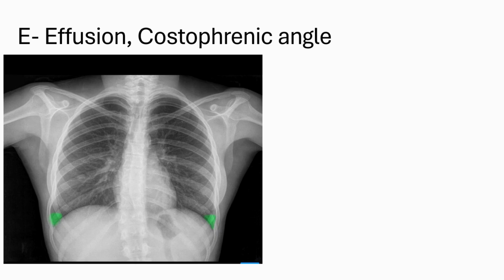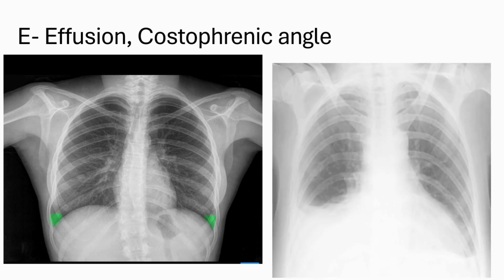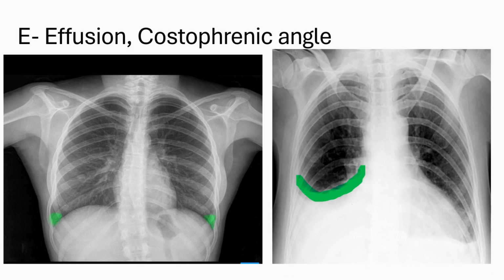Now, effusion or costophrenic angle. What we see in the costophrenic angle is an acute angulation. So if there is pleural effusion or lung pathology or pleural thickening, then obscuration of the costophrenic angle can be seen. Here we see that both costophrenic angles are acute, whereas in this second image we can see that there is obscuration of both costophrenic angles with concavity towards upward. This denotes that there is a pleural effusion.